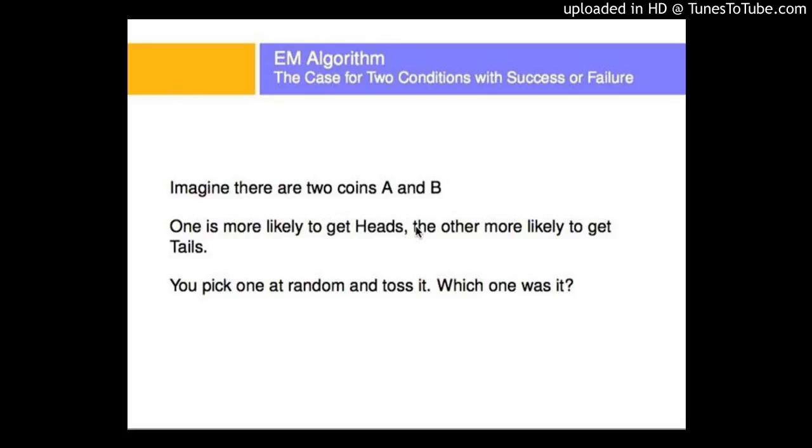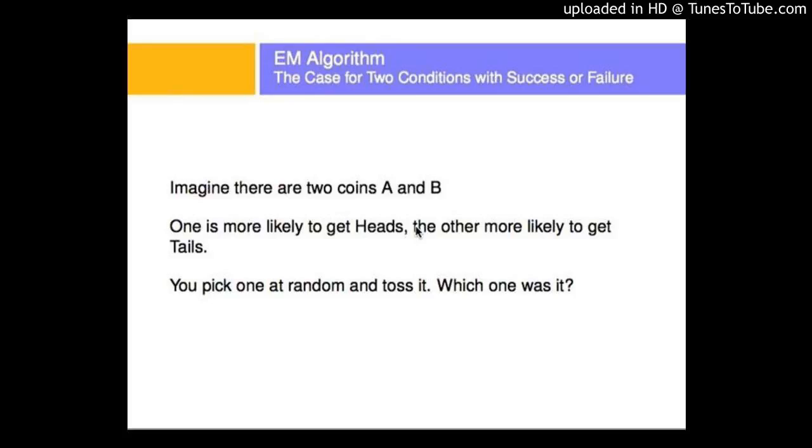You want to see any other case where there are two conditions, and the outcomes can be success or failure. This is traditionally illustrated with two coins. Say you have two coins, A and B. One of these coins, say A, is more likely to turn up heads when you toss it. The other one is more likely to fall tails. So they're imbalanced coins.